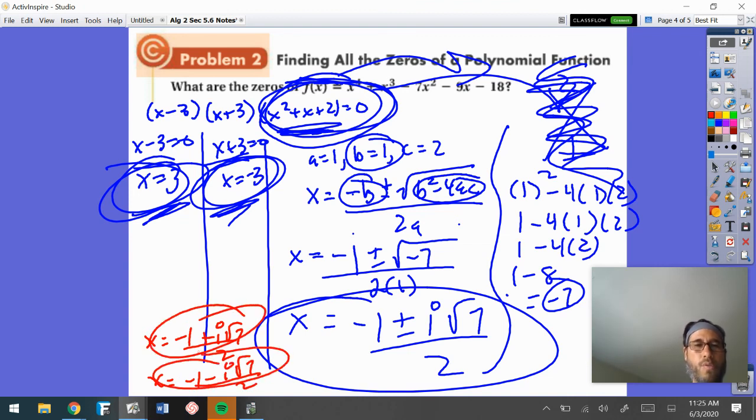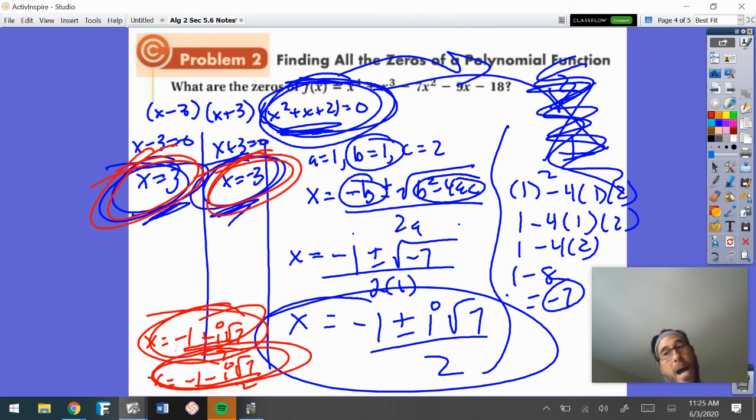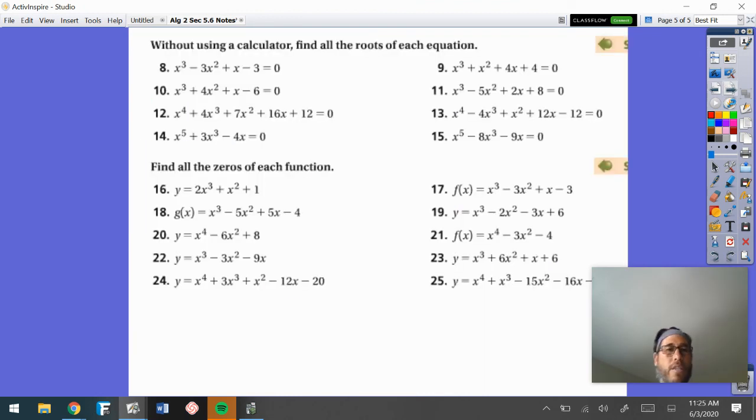So 1, 2, 3, and 4. The blue ones up here, those are rational. These guys are imaginary. But how many answers did I get? 5! All right, and that is it. I am going to go to my last page here. If you're really smart, you're going to hit pause here and try like 1 or 2 of these guys. We will go over more of these in class.